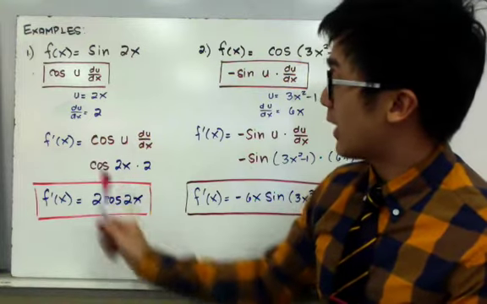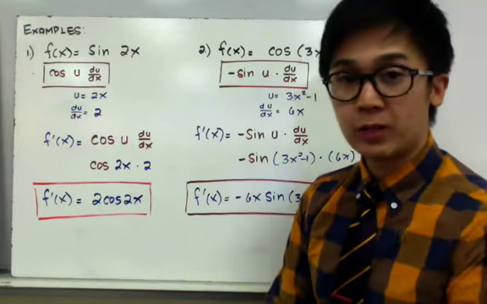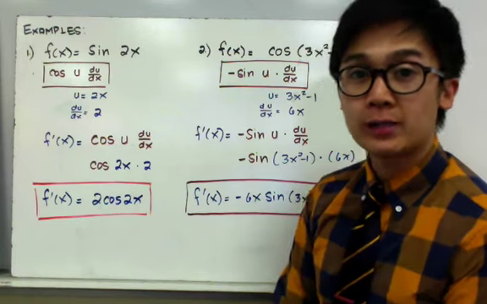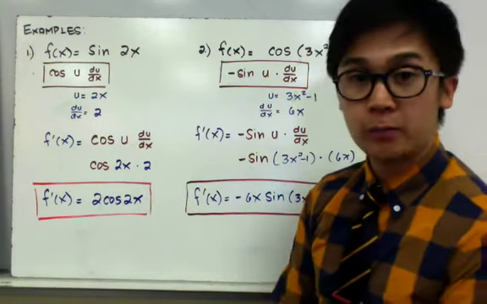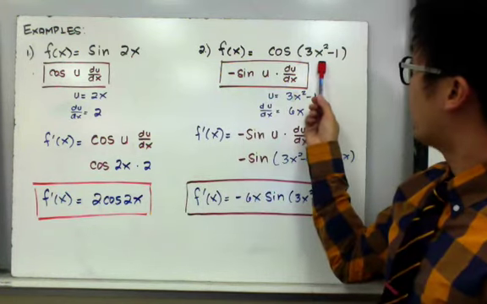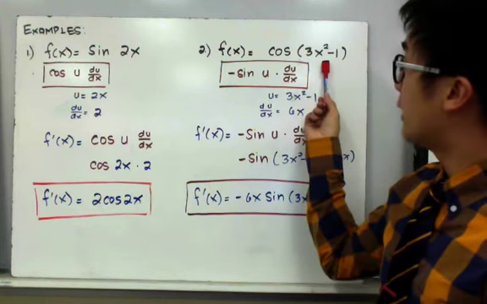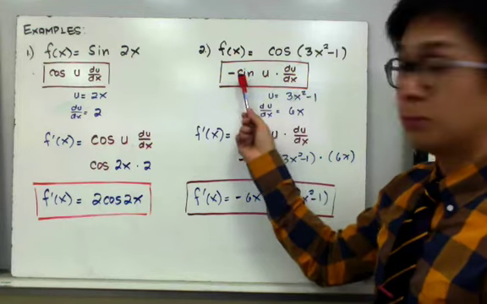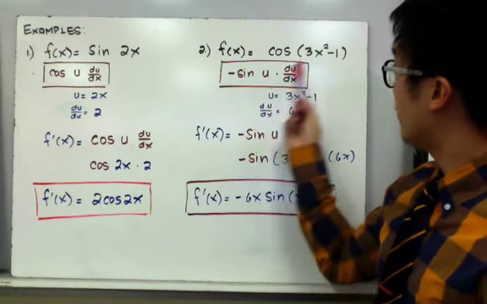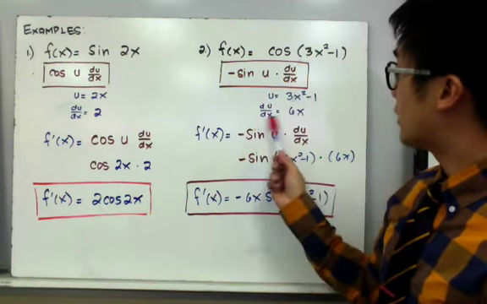That one is a basic derivative problem in calculus, and we're going to use these steps in answering more complex trigonometric functions similar to number 2. In number 2, we have f of x equal to cosine of 3x squared minus 1. We know that 3x squared minus 1 is our u, and the formula for the derivative of cosine is negative sine u times the derivative of u with respect to x. So u is 3x squared minus 1, and the derivative of u with respect to x is 6x.